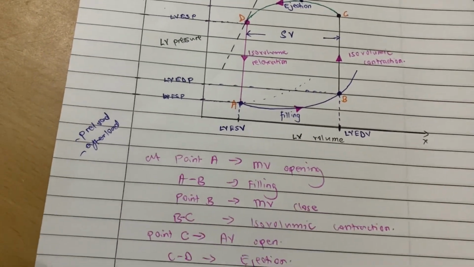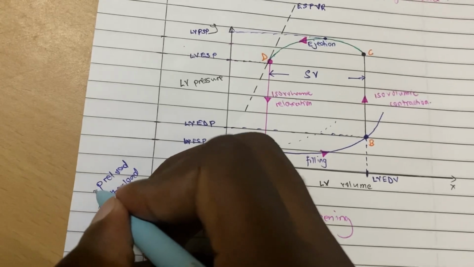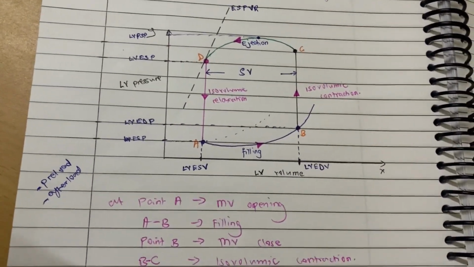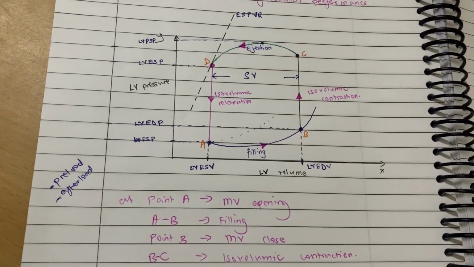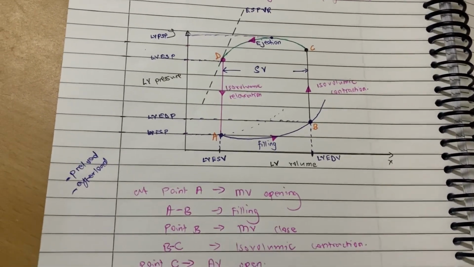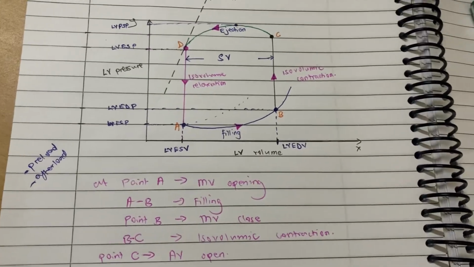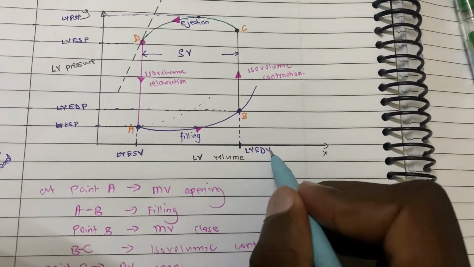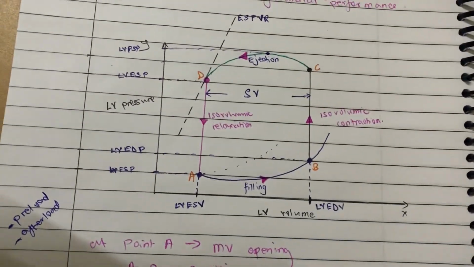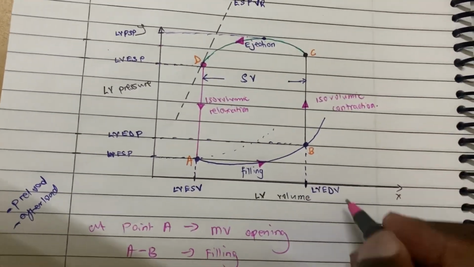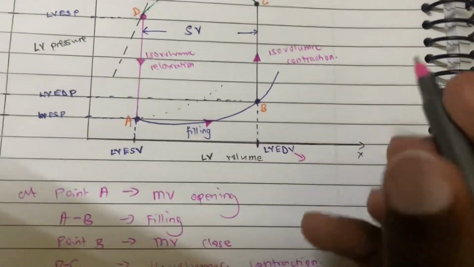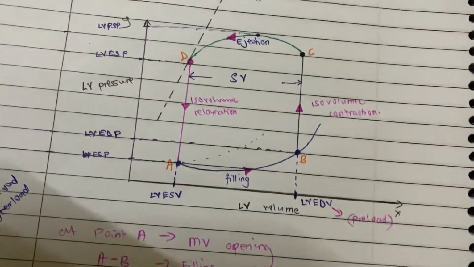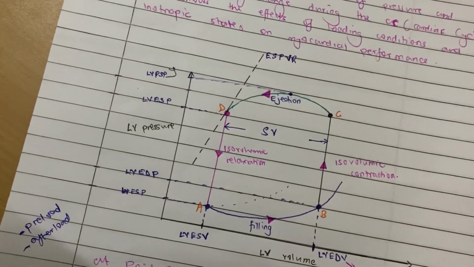Preload is simply the amount of blood in the ventricle that the ventricle is supposed to pump out. If the amount of blood is very high and the end diastolic volume increases, this is the preload. To put matters simply, we are simplifying: preload is this one.